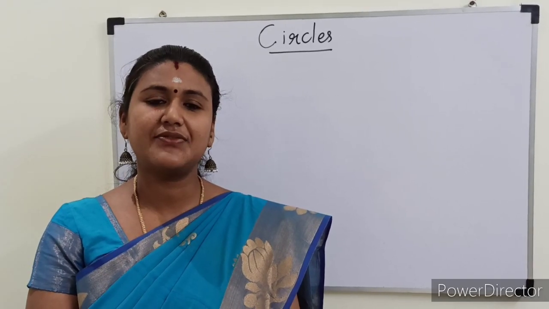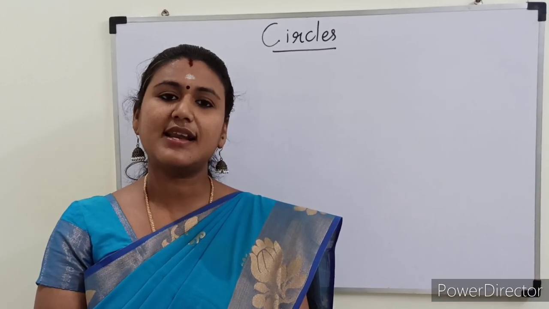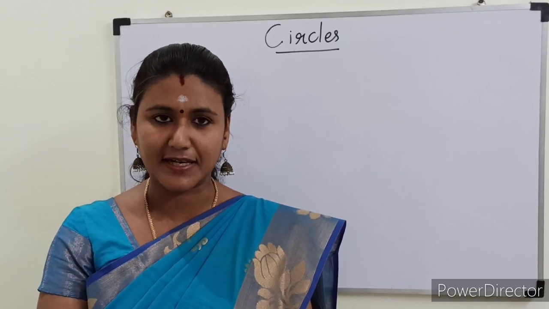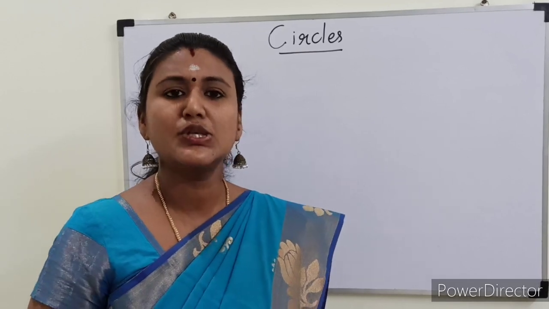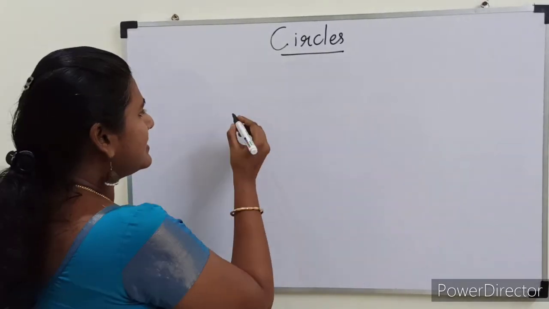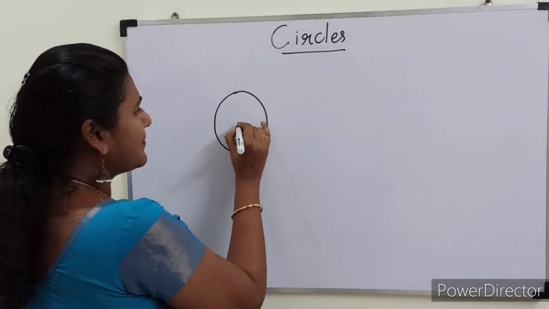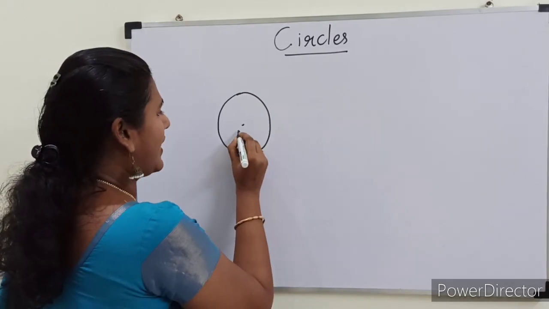In today's class, we will learn a new concept, class 10 circles. In class 9, you have already learned about circles and related theorems. In today's class, we will learn more about circles. So what is a circle? A circle is a collection of points in a plane which are at an equal distance from a fixed point.